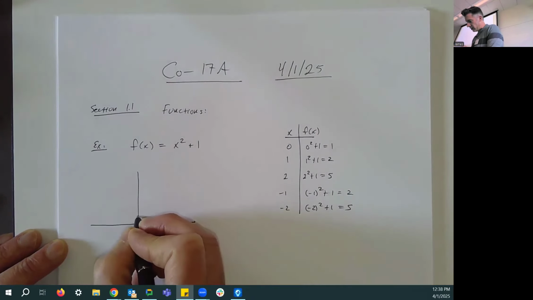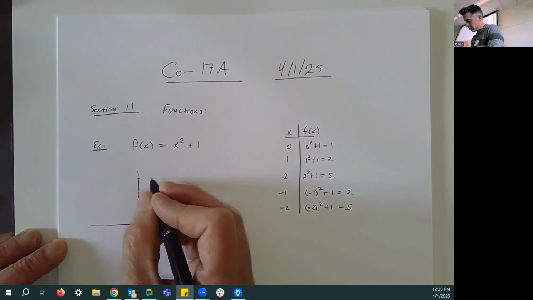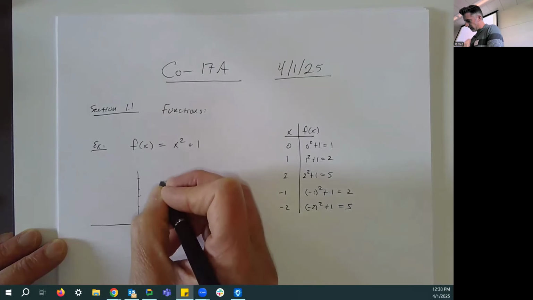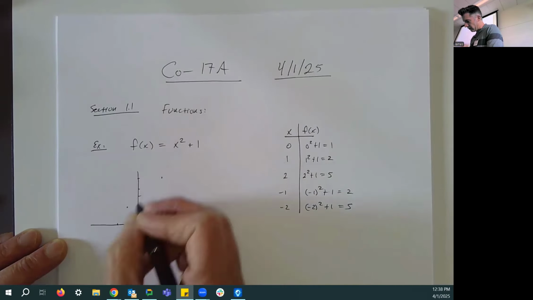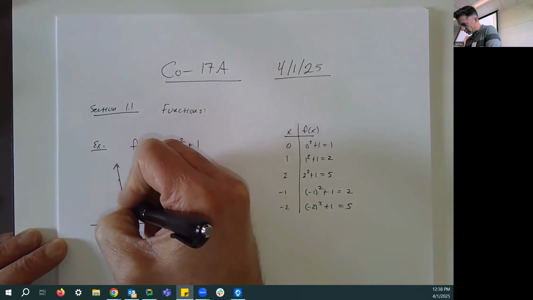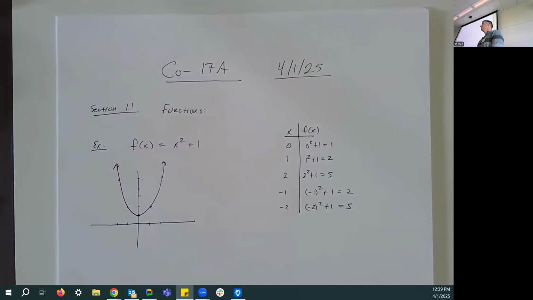So we plot a few points here. We get (0, 1), (1, 2), (2, 5), (-1, 2), and (-2, 5). We have our usual parabolic shape. So there's a function.